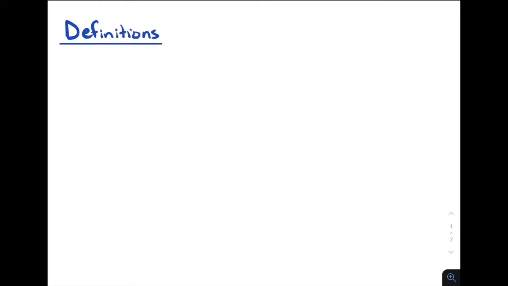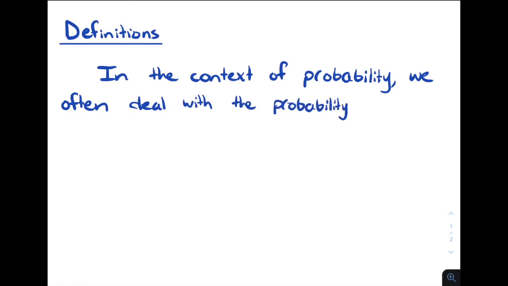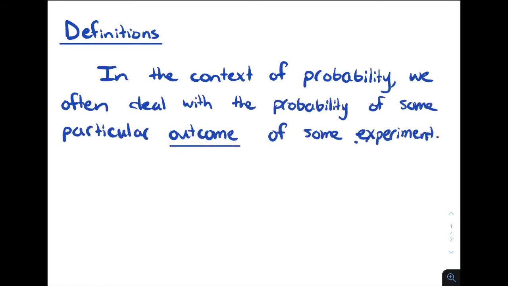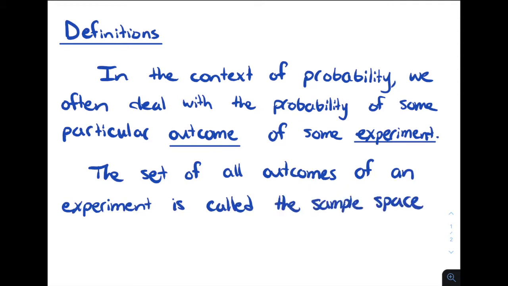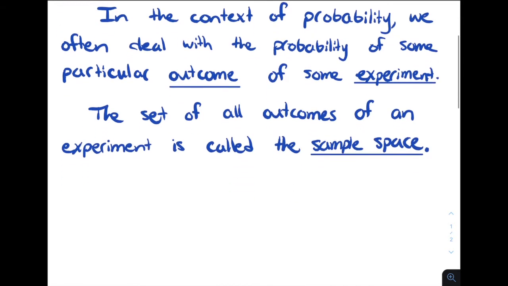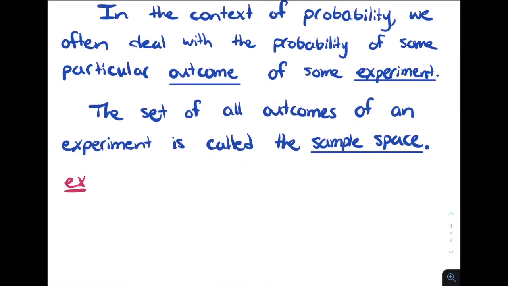In the context of probability, we often deal with the probability of some particular outcome of some experiment. The set of all outcomes of an experiment is called the sample space. If our experiment was to flip 3 coins, then an example outcome could be tails, tails, heads.